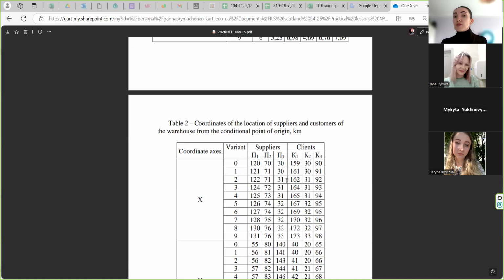It's K2, right? Yes. Okay, and calculate, is equal to, and calculate how many costs we need for this delivery from warehouse to our suppliers.